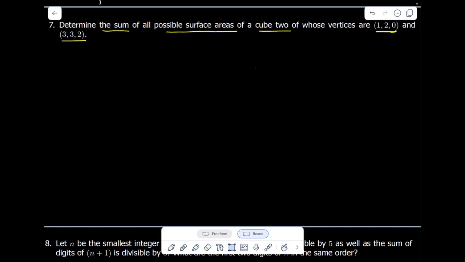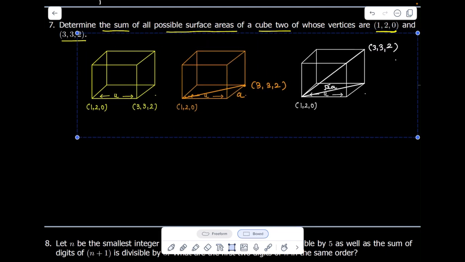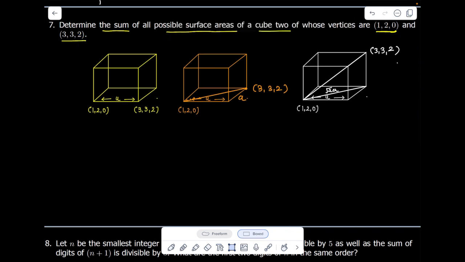What type of cases? Here you can see 3 different images. So let me explain these 3 cases. First case, this is second case, and this is third case. So here we are given 2 vertices, (1, 2, 0) and (3, 3, 2).